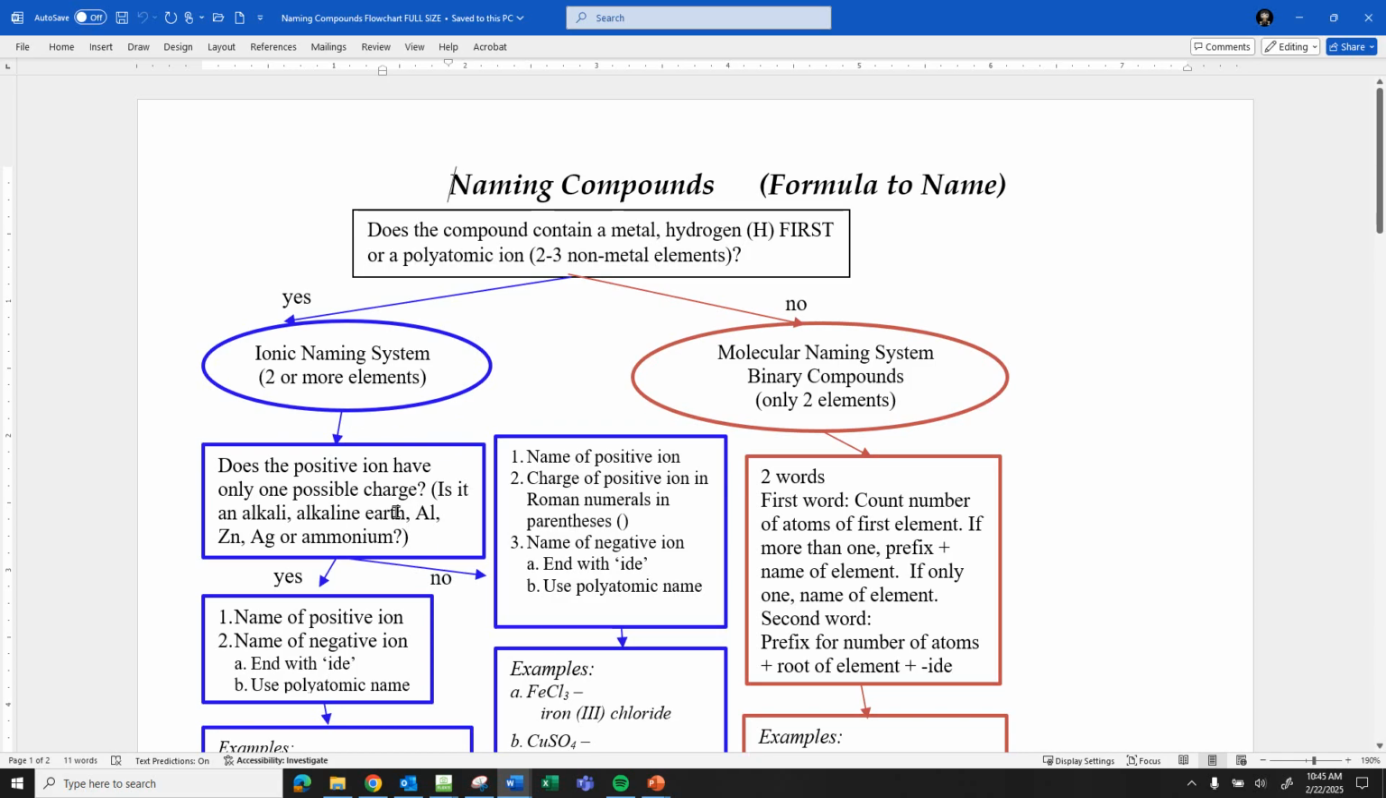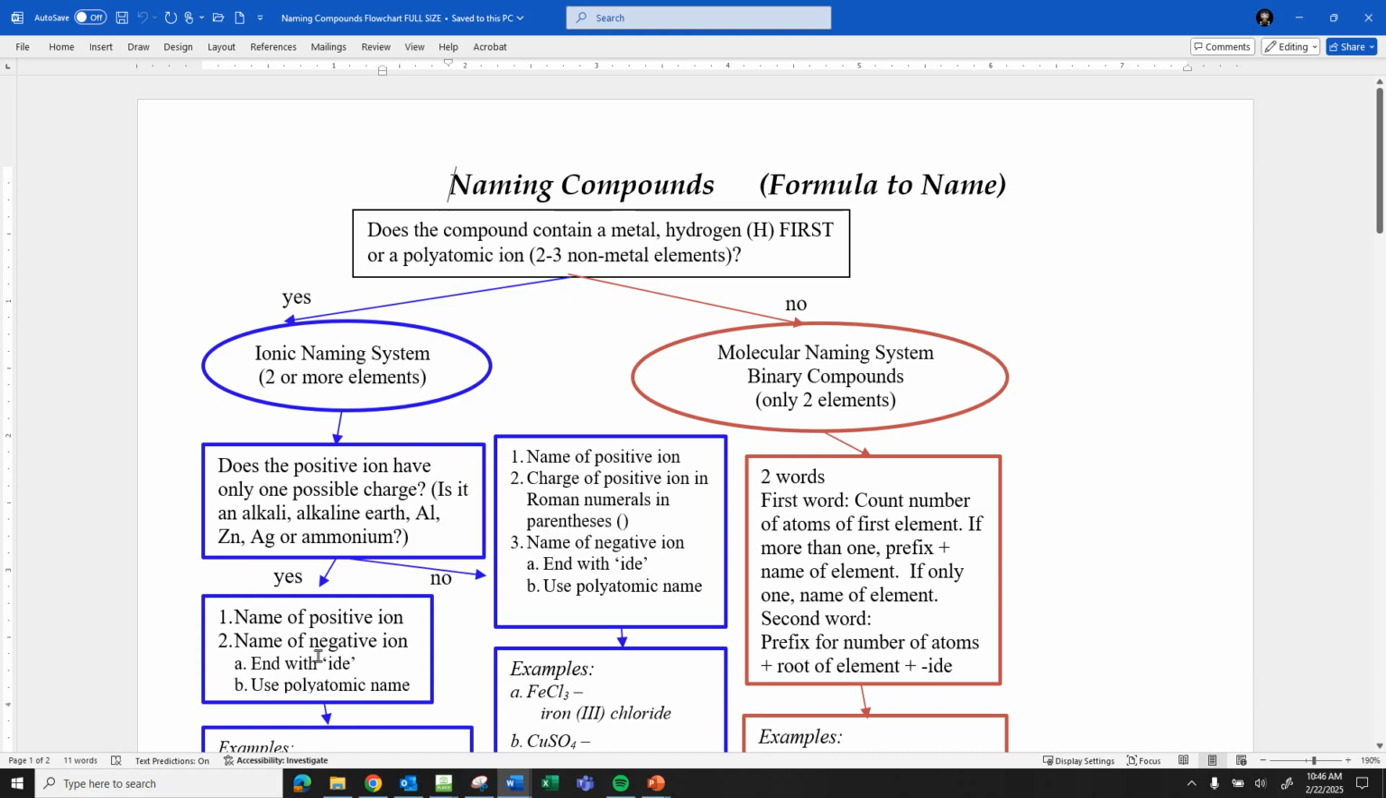And then does the positive ion have only 1 possible charge? Well, Group 1, Group 2, and Group 3, like aluminum, gallium, and all those, do have only a single charge. But the transition metals in the center have multiple charges. So if you have a transition metal, now we've got to do another step. That's why there's 2 columns here of blue. In the transition metals, there are only 2 metals that have a single charge, and that's zinc and silver. So sodium is in group 1, so it only has 1 positive charge.